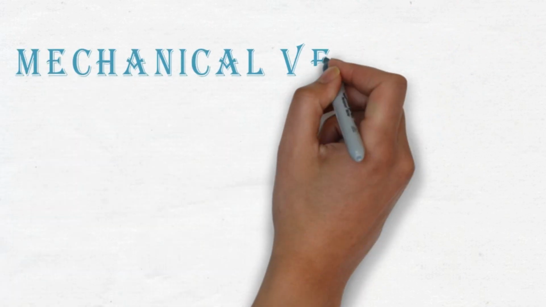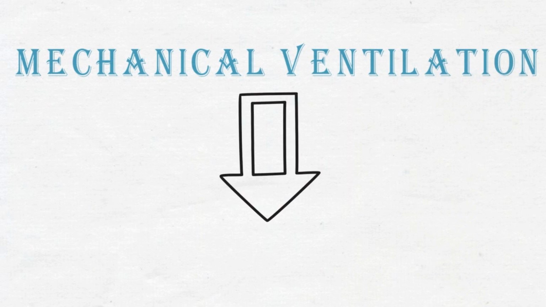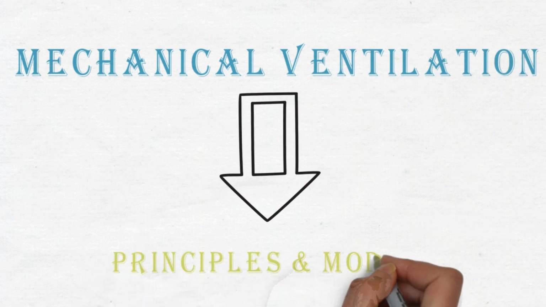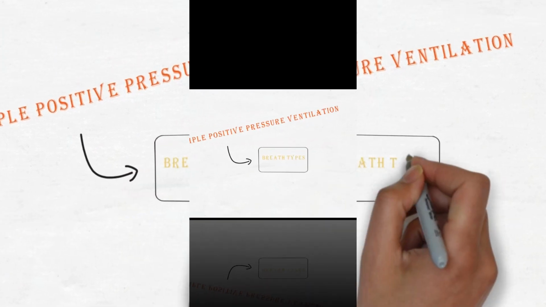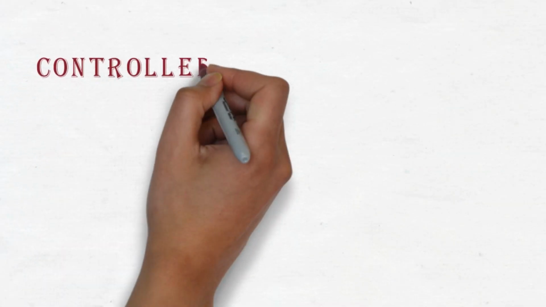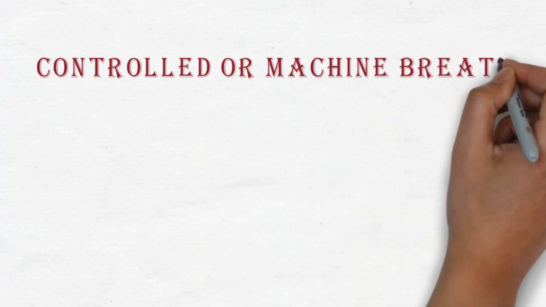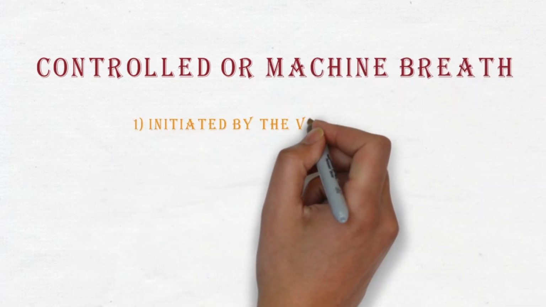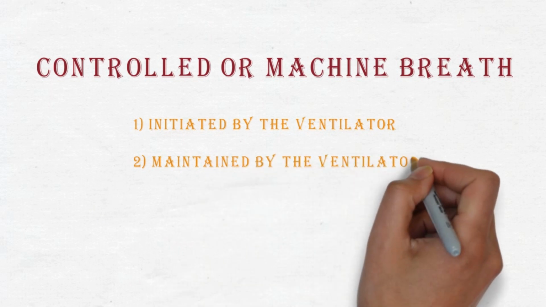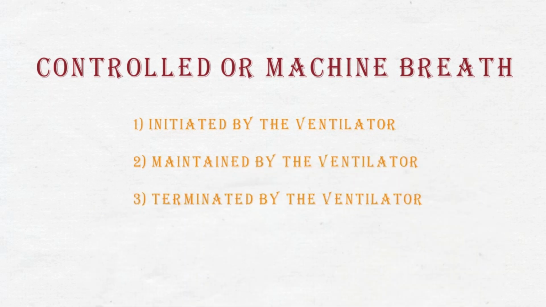Now let's see mechanical ventilation, in which we will have the introduction to its principles and modes. Simple positive pressure ventilation. Over here we will see the breath types. The very first is controlled or machine breath, which is initiated by the ventilator, maintained by the ventilator and terminated by the ventilator.